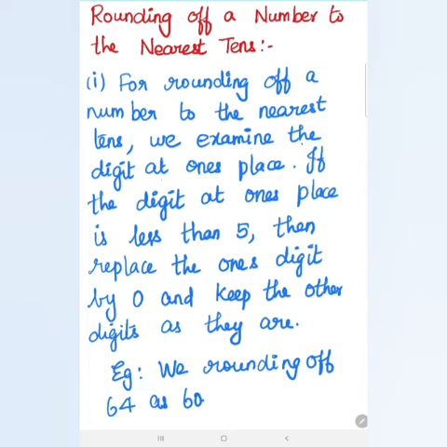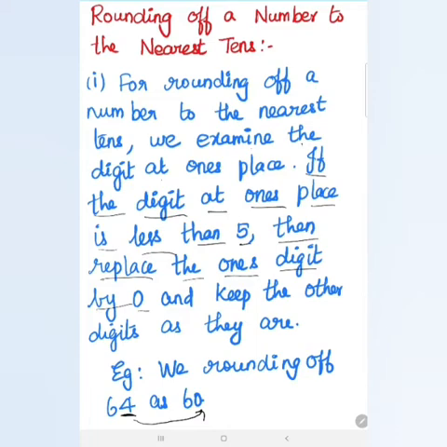Example, we round off 64 as 60. Here the ones digit is less than 5, so you just change it to 0. If the digit at the ones place is less than 5, then replace the ones digit by 0.